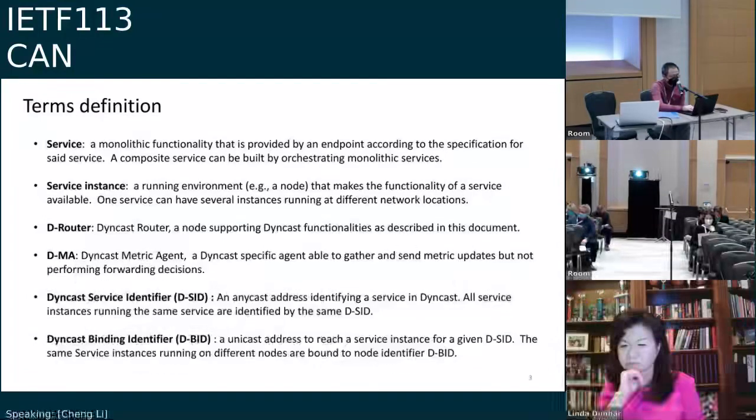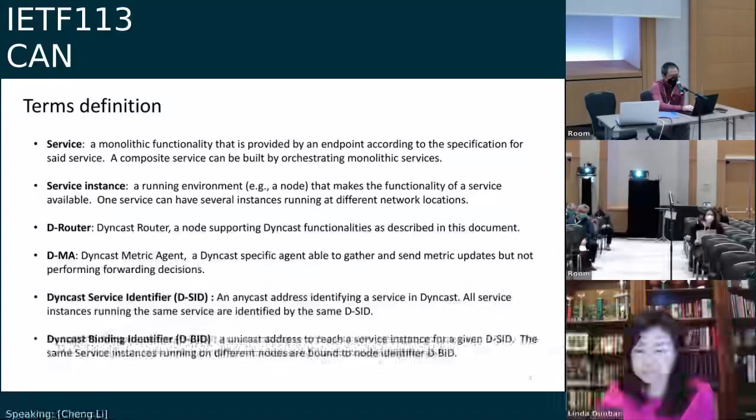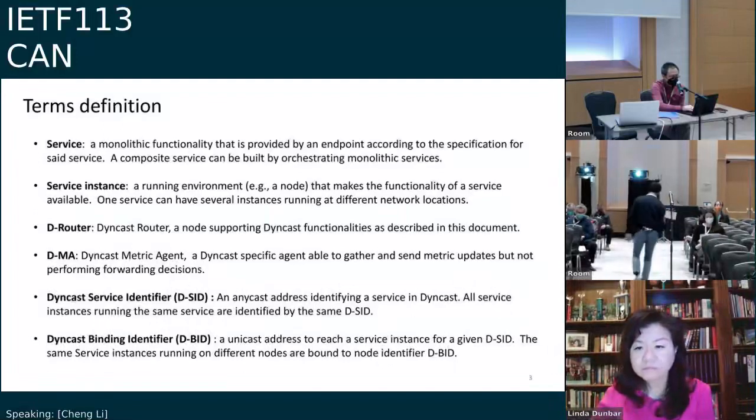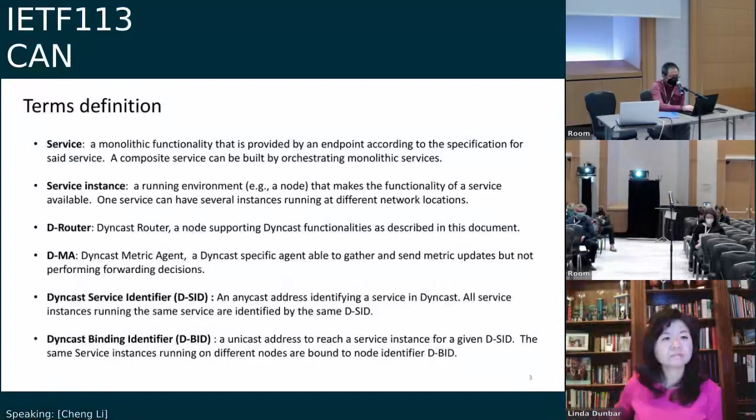We also define some new elements called the Dyncast router. It is a node that supports Dyncast functionality, and we also defined the MA, Dyncast metric agent. It's an agent to collect the computing metric and send the metric to the routers. But it will not perform the forwarding decision, right?